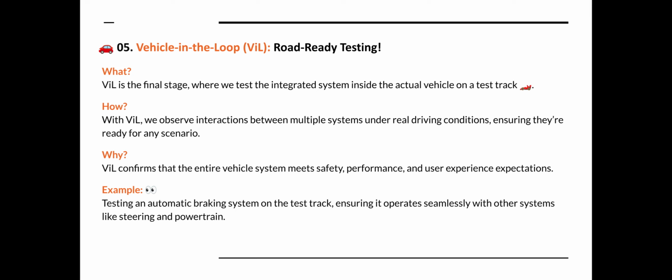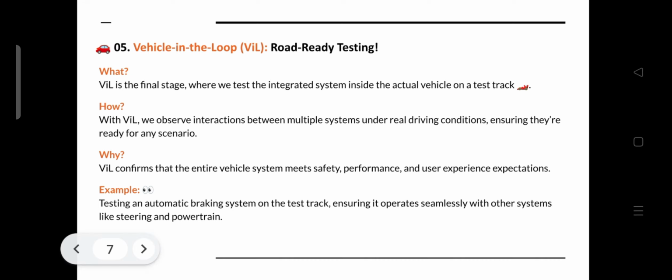Example: testing an automatic braking system on the track to see how it interacts with other systems like steering and powertrain. This ensures the vehicle's safety and performance are good to go. ViL is the final check before production. Now let's recap.